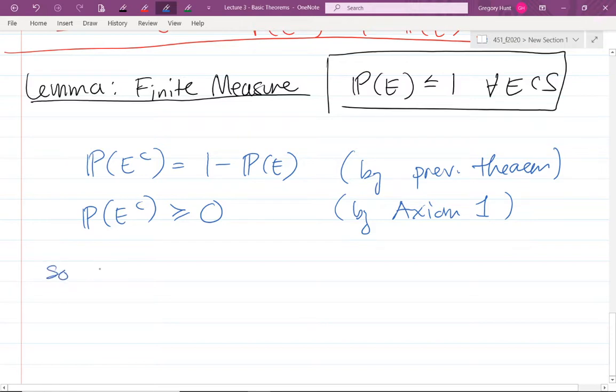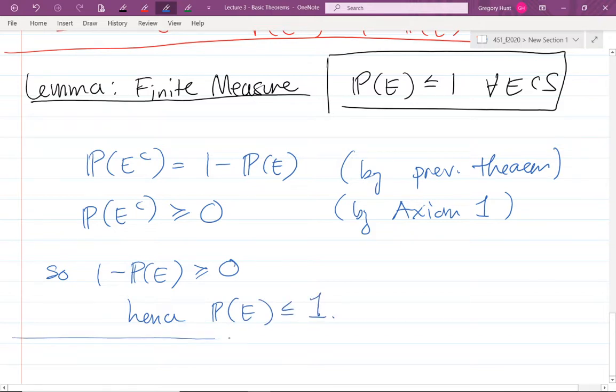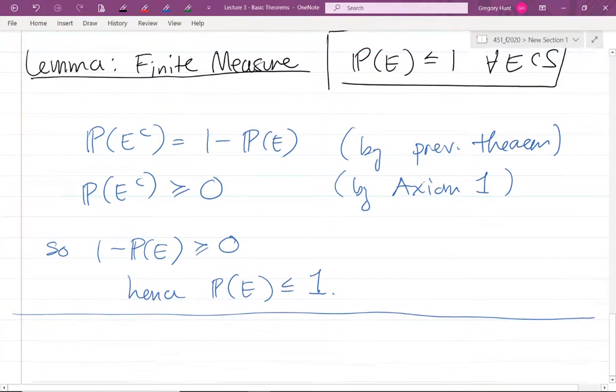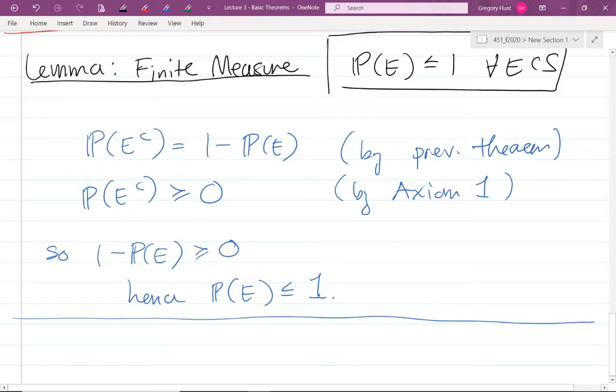So this means that 1 minus probability of E, let's combine these, is bigger than or equal to 0. Hence, probability of E, if I rearrange this, is less than or equal to 1. Done. QED. So that's a nice little theorem. It has a little lemma from our complementary theorem.